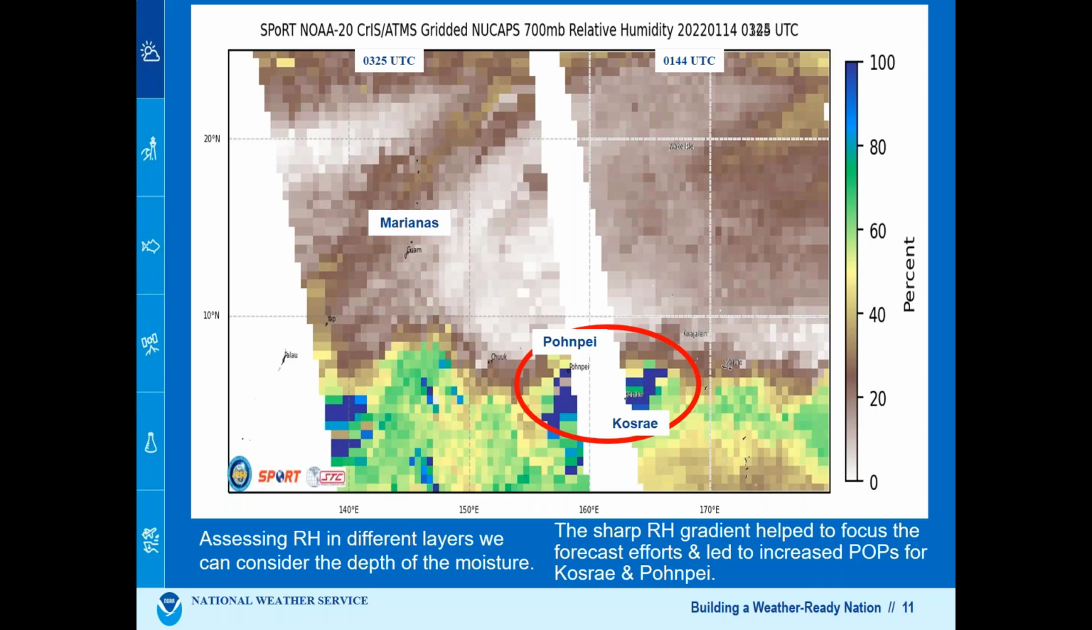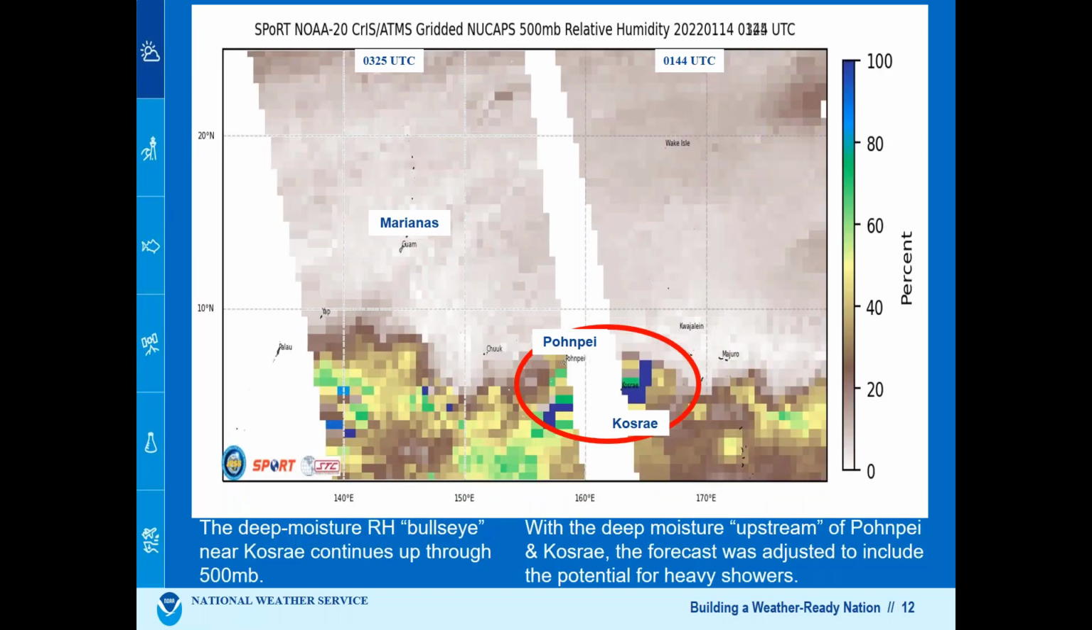But at 700 millibar level, you can see they're right on the edge of that dry air mass, and so they're still unstable. So in this case, looking at this forecast problem, we jumped up the chance of showers and the pops for Ponape and Kosarai, and also started communicating the probability for heavier rainfall.